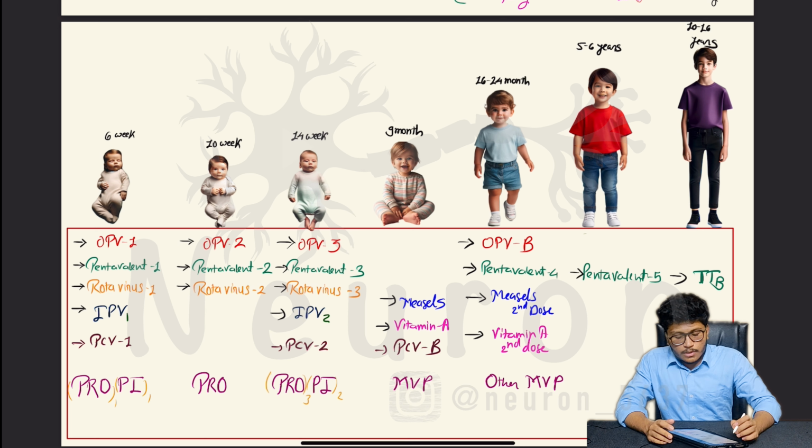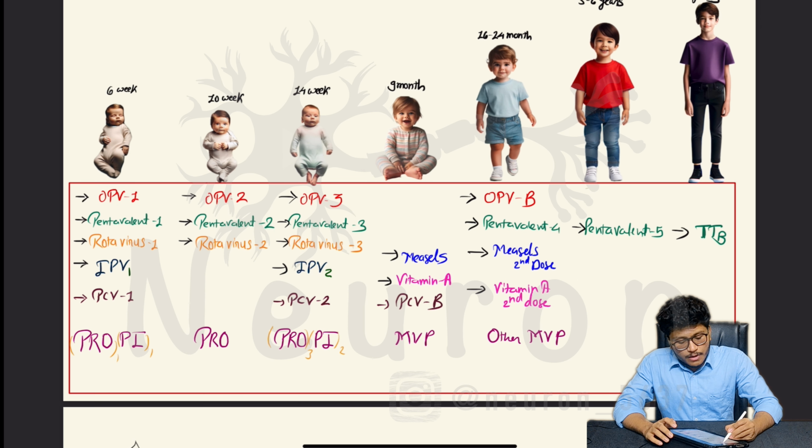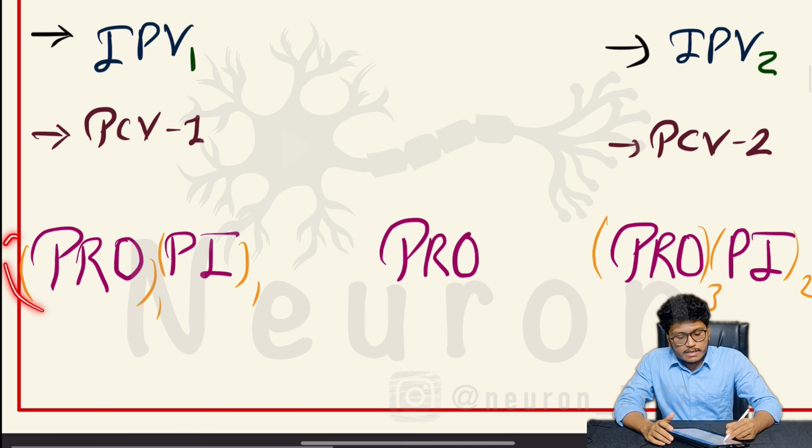Now let's move to the 6th week of age. In 6th week of age, OPV1, pentavalent 1, rotavirus 1, IPV1 and PCV1 are given. You have to remember by PRO-PI, Pro Police Inspector. Here all vaccines are given as the first dose. So here you have to remember Pro Police Inspector, all are given as first dose.